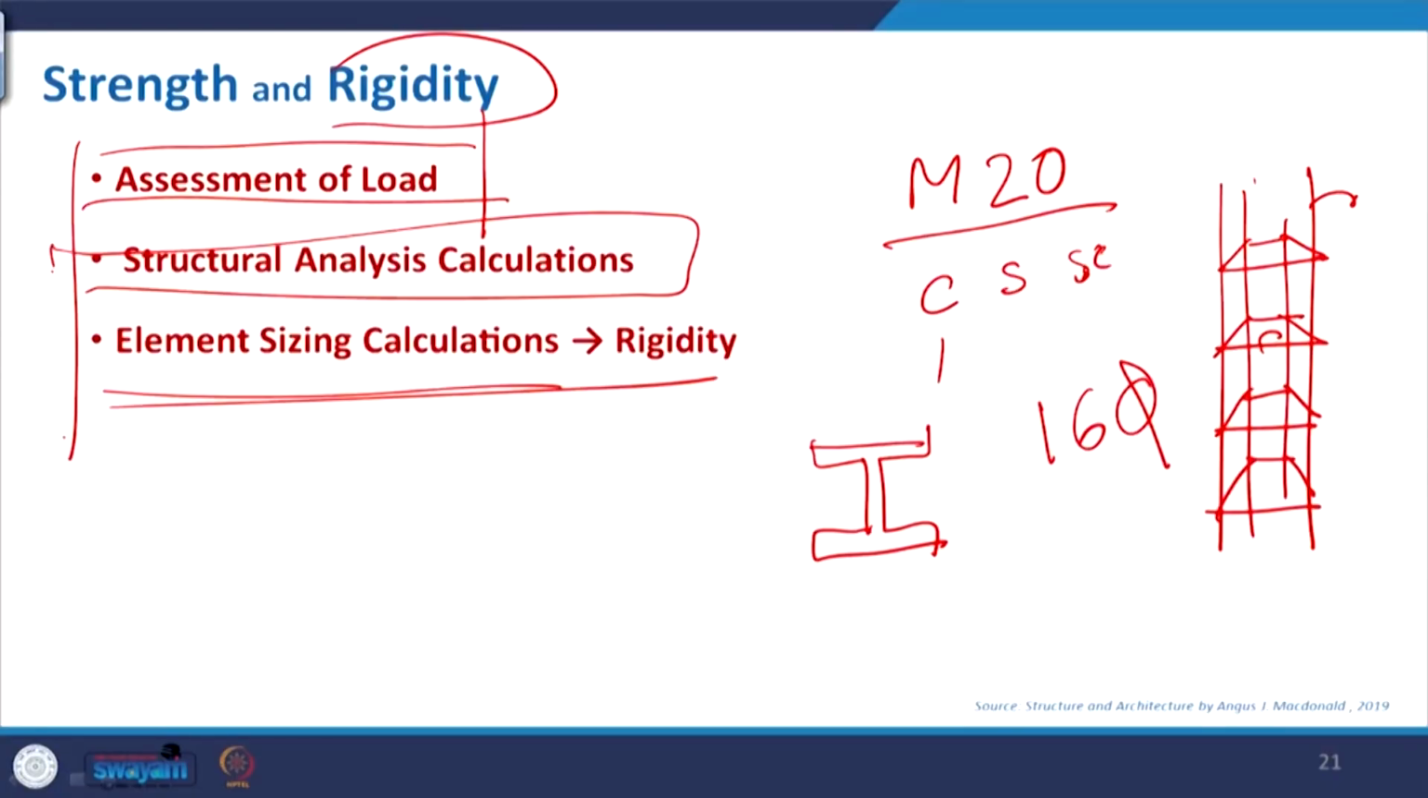So, these three parts are very important. We know the requirement, design the building, and then we try to calculate all the possible loads that may act on the building.